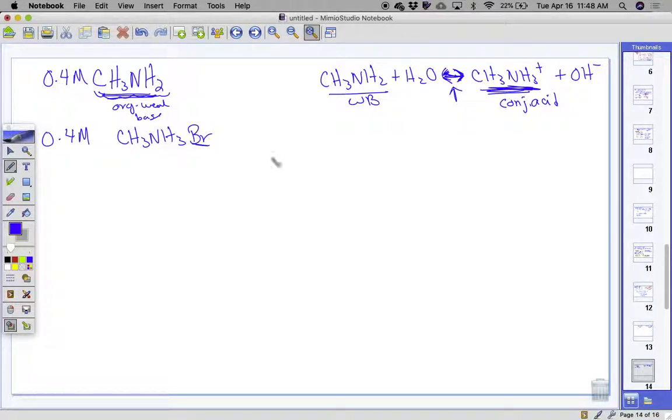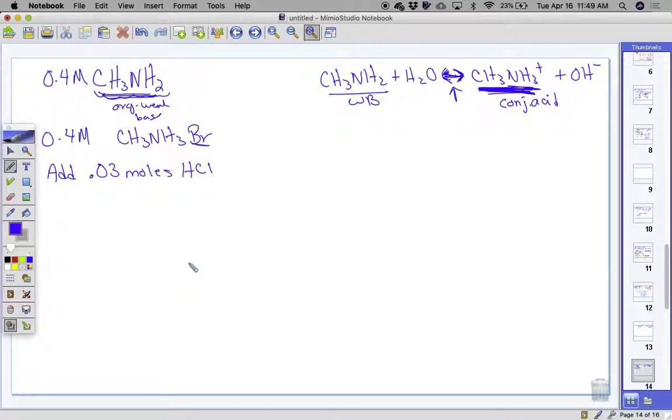All right. So the conjugate acid cation needs an anion from a strong acid so that it doesn't affect the pH. So here's our buffer. Then we are going to add a strong acid to it. So let's add 0.03 moles of HCl.